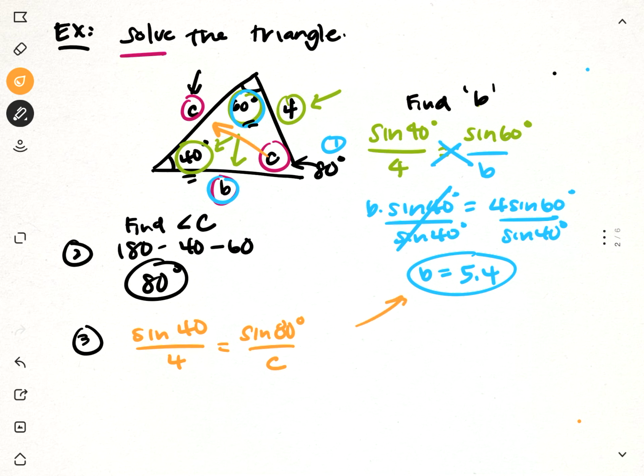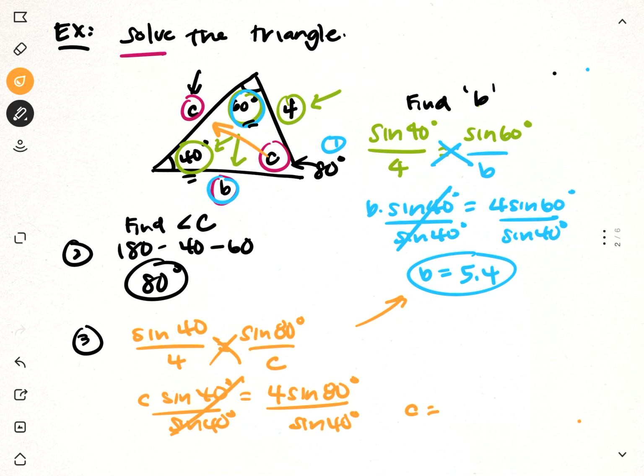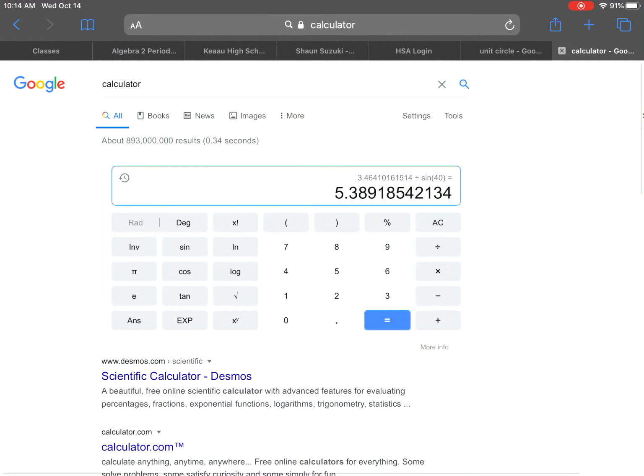It's going to solve a lot like we did in that first one. So we're going to do cross multiplication. C sine 40 equals 4 sine 80. And then we divide by sine 40. So C is going to be equal to 4 sine 80 divided by sine 40, which is 6.1.